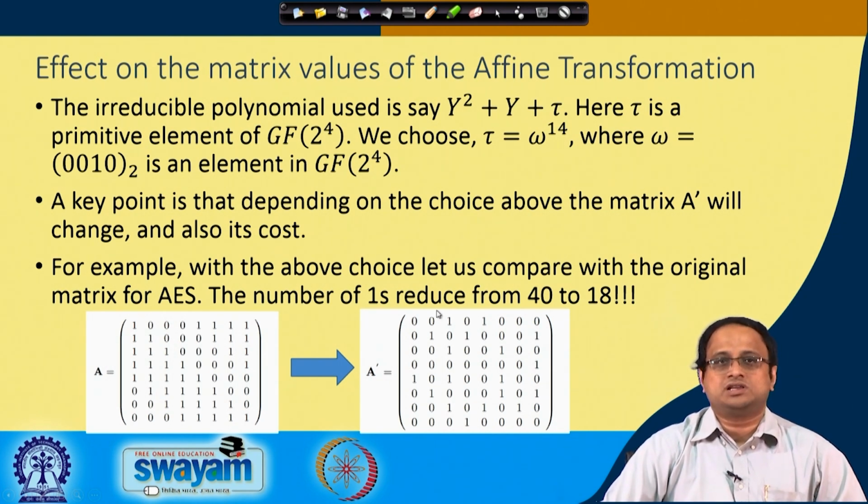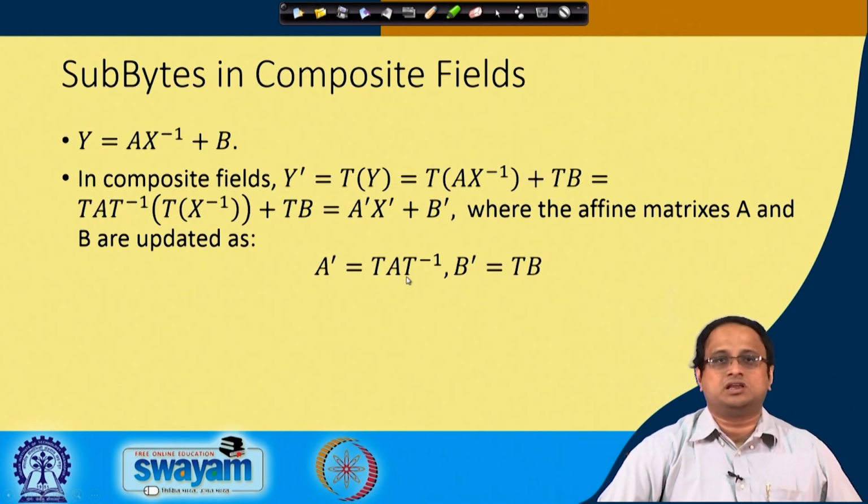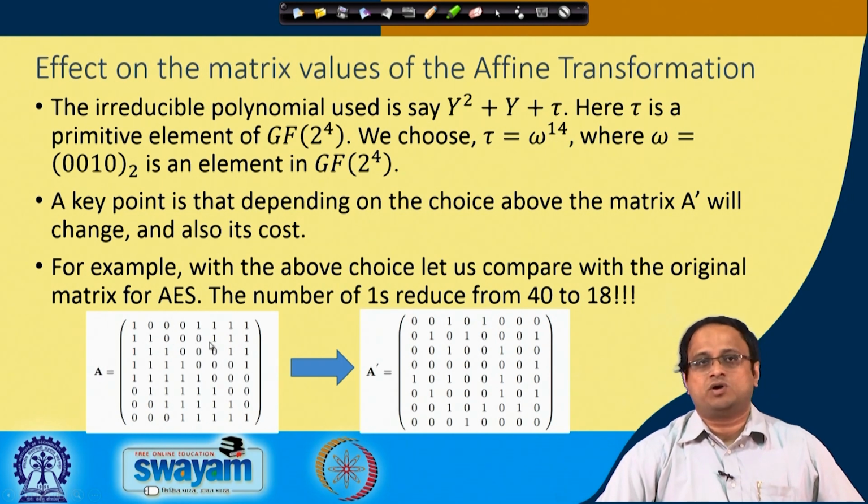Interestingly, here is a comparison. This is your original matrix A, which I had for the affine computation, and when I transform it using the equation T A T inverse, the resultant matrix is A dash. If you compare the number of ones, it is something like 40, and it has reduced to only 18. So if I want to implement this matrix versus that matrix using gates, you can easily understand that the number of XORs will be significantly reduced. If I want to implement this 0-1 multiplication, I just need an XOR.